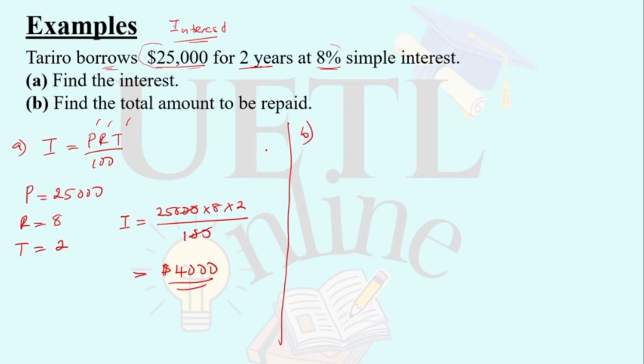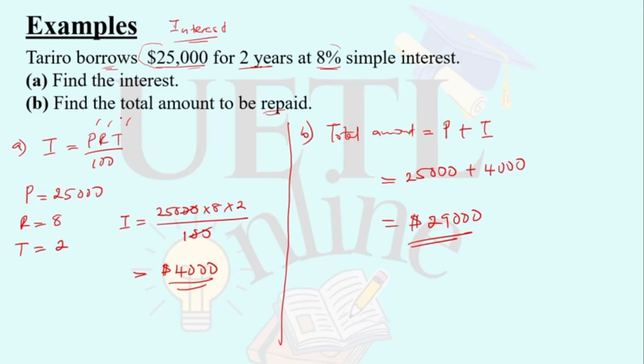Question B says find the total amount to be repaid. The total amount is found by principal plus our interest. We have found our interest and we have our principal. Now we just have to add. We have $25,000 added to $4,000, and our answer is $29,000. This means that Tariro is going to pay back $29,000 when she borrows 25,000.